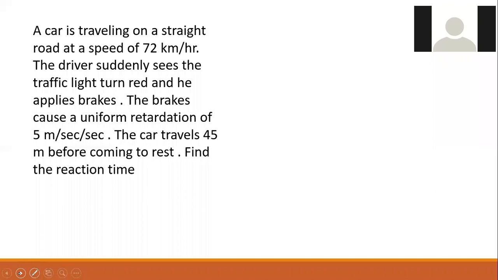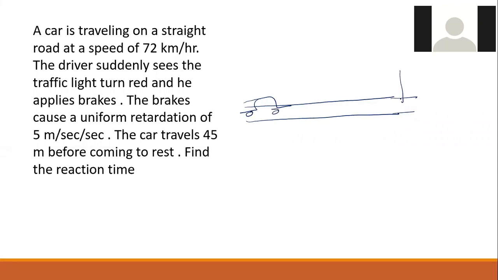Yes, Pavani, read the question. Yes, sir. A car is traveling on a straight road at a speed of 72 kilometers per hour. The driver suddenly sees the traffic light turn red and he applies brakes. The brakes cause a uniform retardation of 5 meters per second square. The car travels 45 meters before coming to rest. Find the reaction time.